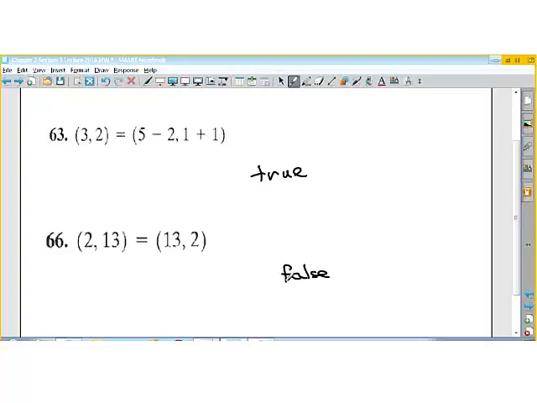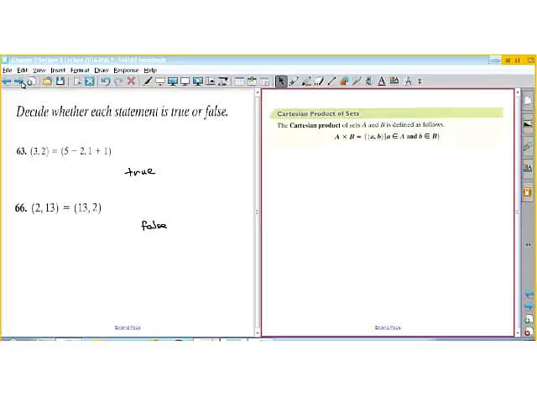So I think I assigned 1 or 2 of those problems. They're not really too excruciatingly difficult or anything like that. So the set operation that we're talking about here is called the Cartesian product of 2 sets. So let's put this on one page.